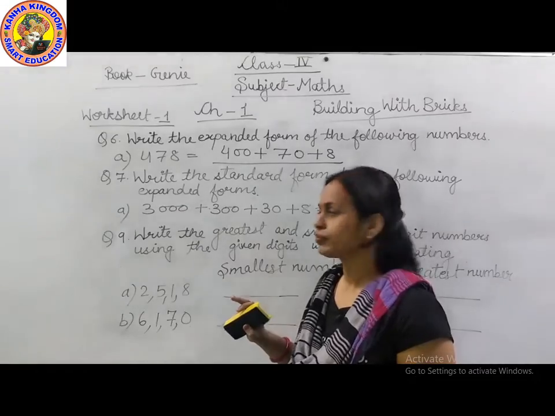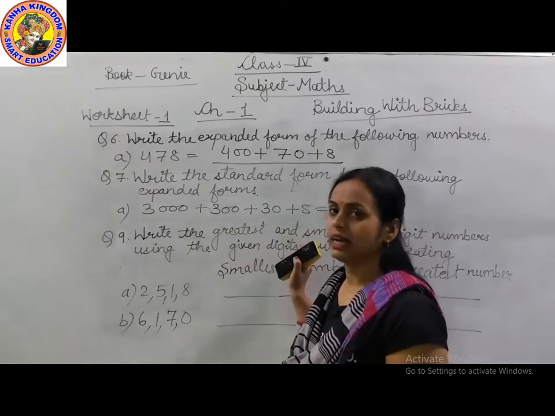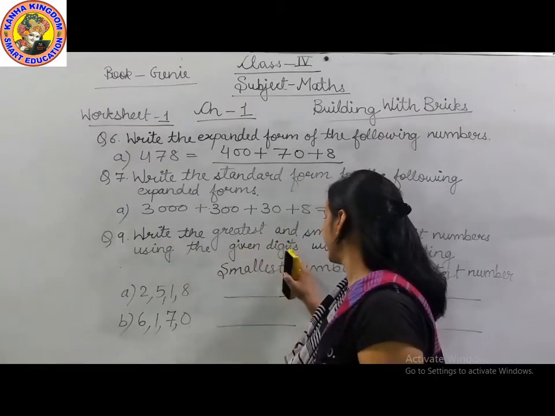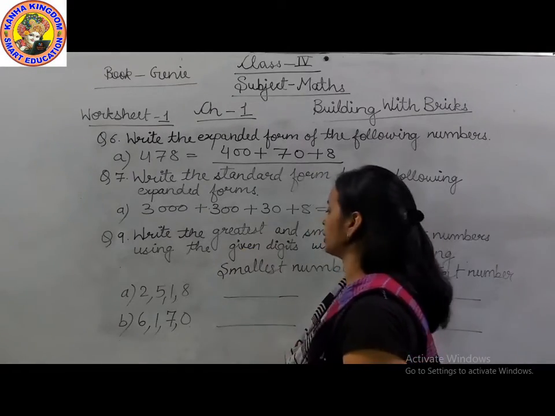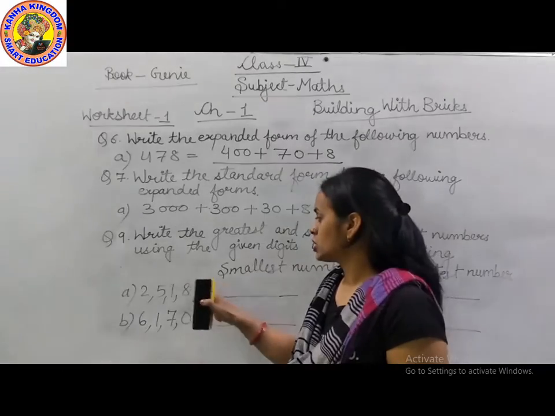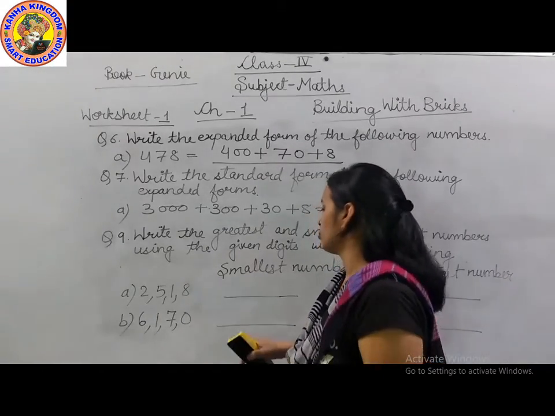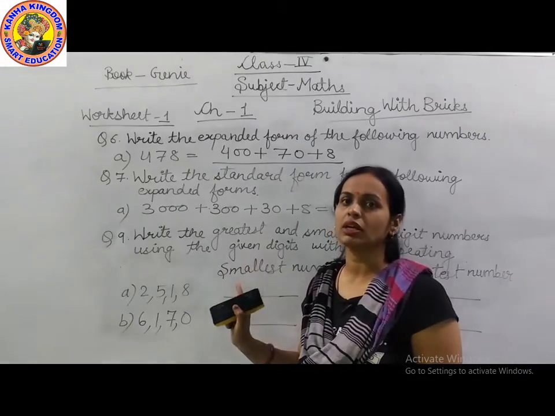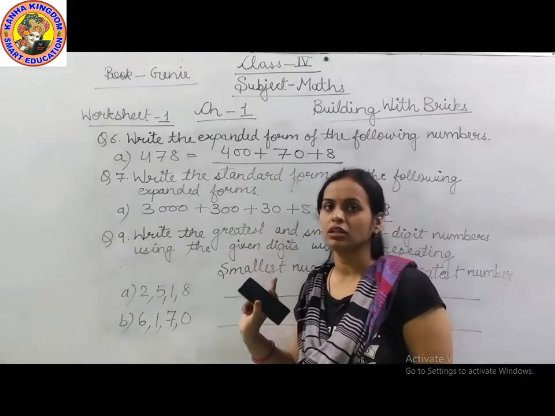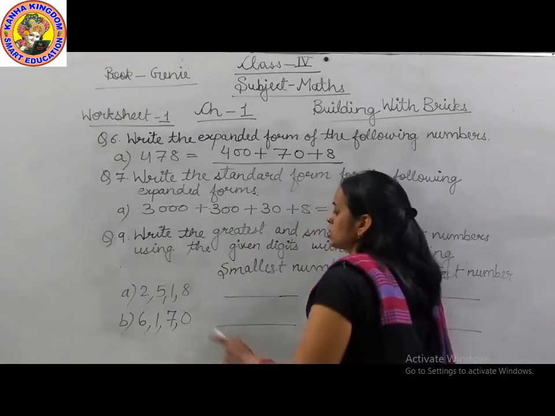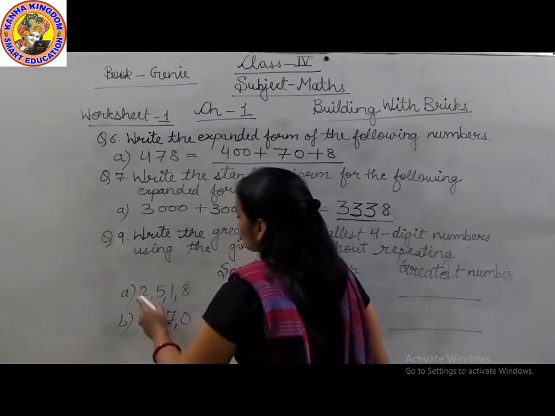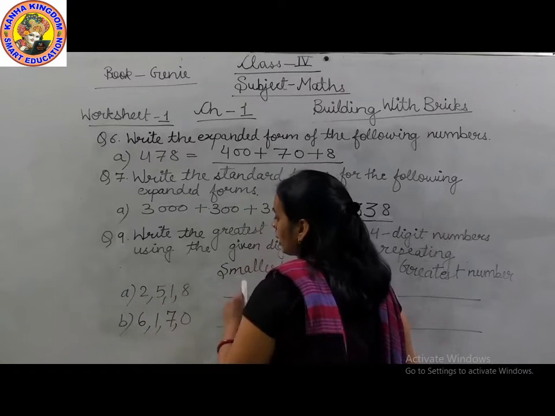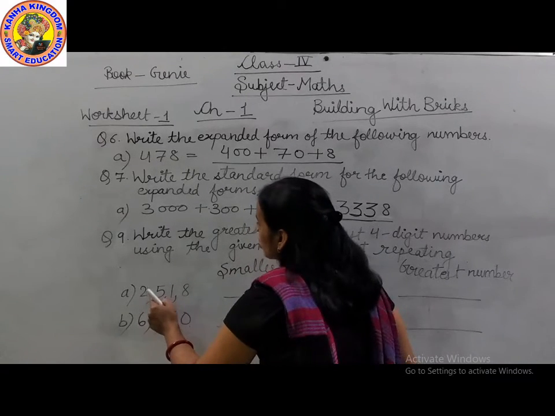Now next, question number 9 is write the greatest and smallest 4-digit numbers using the given digits without repeating. Okay. So we have to make the smallest 4-digit number and the greatest number without repeating. So the digits are 2518. First we write the smallest number.